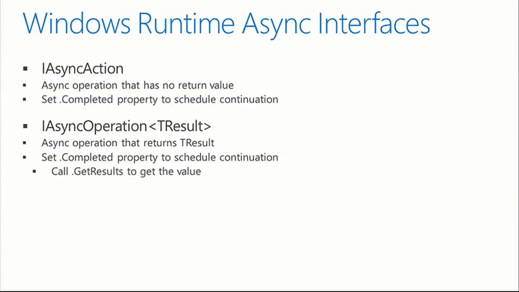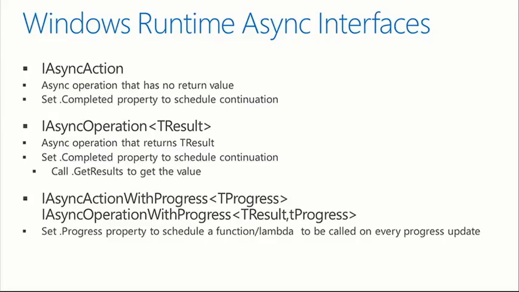There's also a class called IAsyncOperation, which returns a T result. So if you care about a result, you have the IAsyncOperation, and the Completed property actually takes a lambda. You can do .GetResults to get the results of the previous task. Both of these are also available with progress reporting. If you have a long-running operation and you want to give periodic updates to the UI, you would use progress reporting. So in addition to Completed and GetResults, you also have a property called Progress, where you set another lambda to be called periodically. Not periodically, at the will of the underlying async.